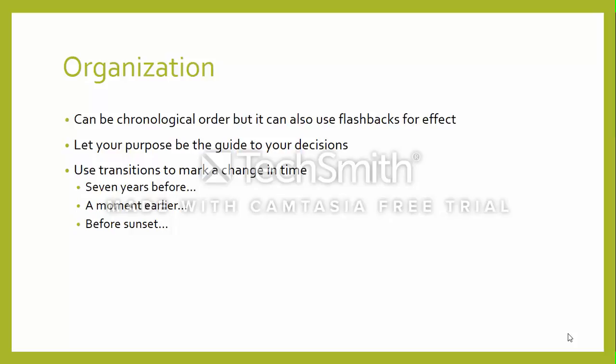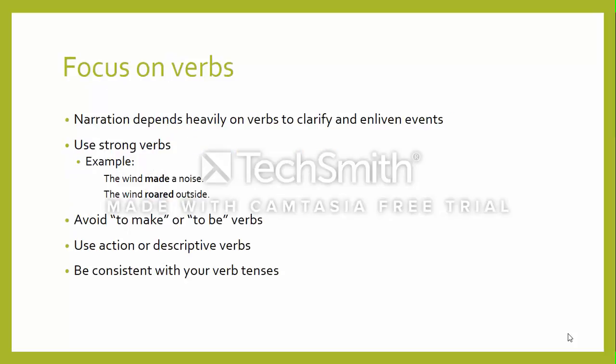And the next thing that's really important is to use transitions to mark a change in time. Sometimes in narrations it can be difficult to understand when something happened. So when you're telling it, make sure that you're specific about it: it happened 7 years before, or it happened moments earlier, or it happened before sunset if you're telling something that happened in a day. So just make sure you mark those changes so that it's easy for the reader to understand.